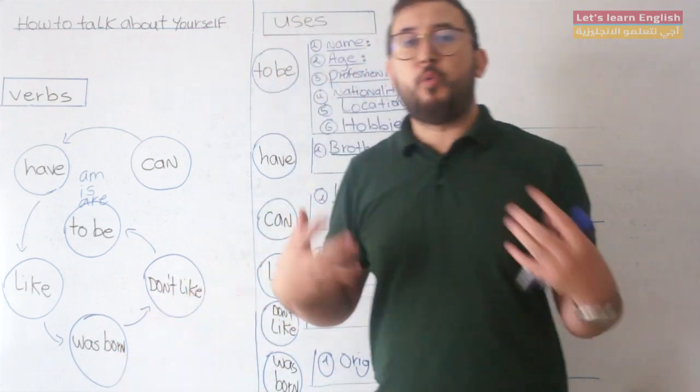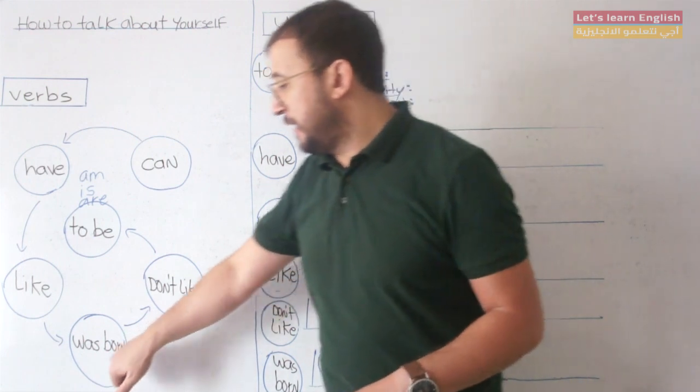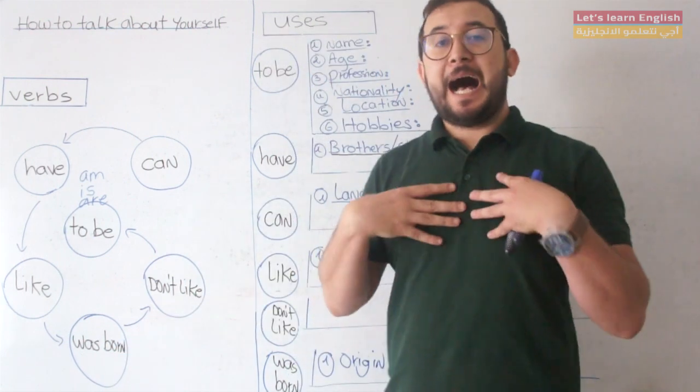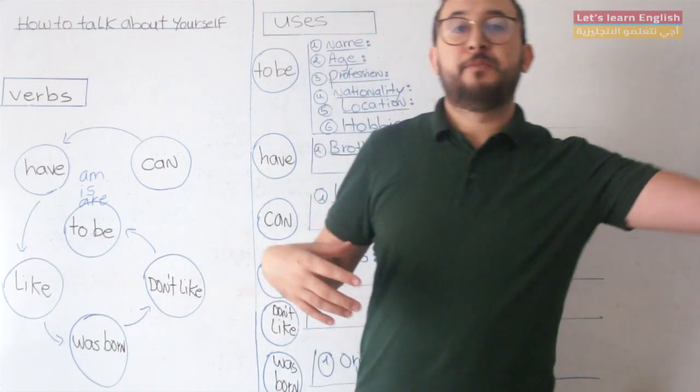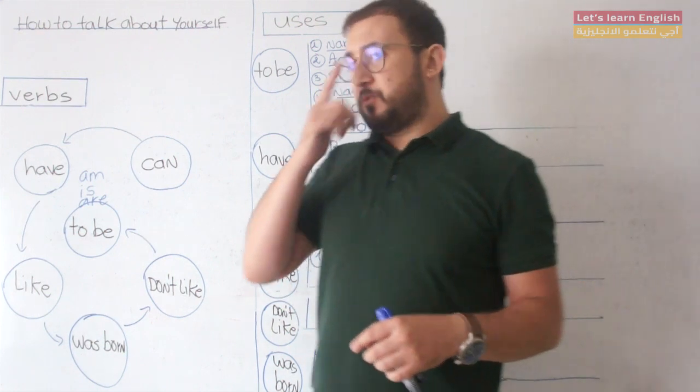ولكن غنستخدموا مع was born. كنخدموها ملي كنتكلموا على مكان ديال الازدياد. I was born in, for example, Rabat. I was born in Casa, for example, Blanca.